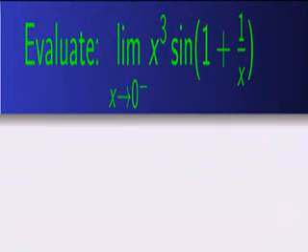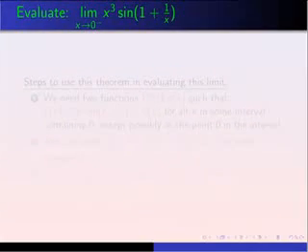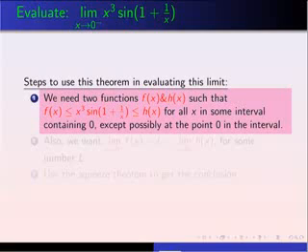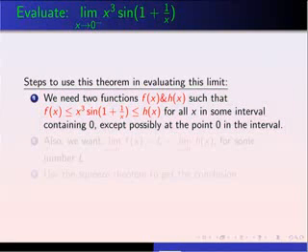In this example, you've been asked to evaluate the limit when x approaches 0 from the left for x cubed sine(1 plus 1 over x). Now, if you wanted to evaluate such a limit and you wanted to use the squeeze theorem here, then there are some steps you have to follow. The first step is that we need to find two functions, f(x) and h(x), such that x cubed sine(1 plus 1 over x) is greater than or equal to f(x) and less than or equal to h(x) for all x's in some interval containing 0, except possibly at the point 0 itself in that interval.